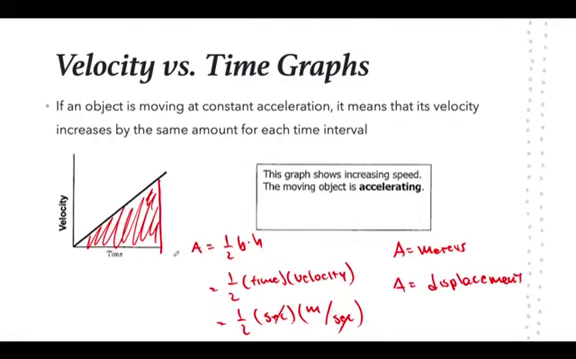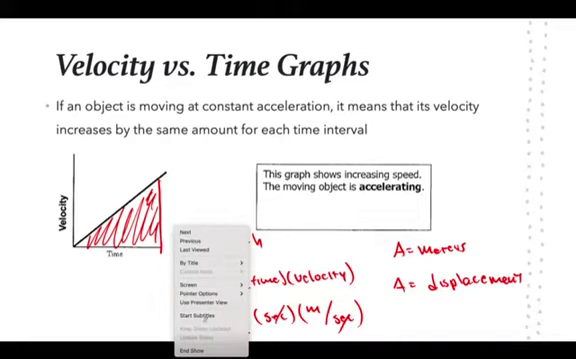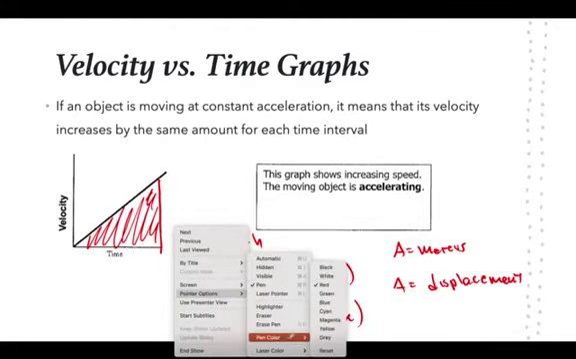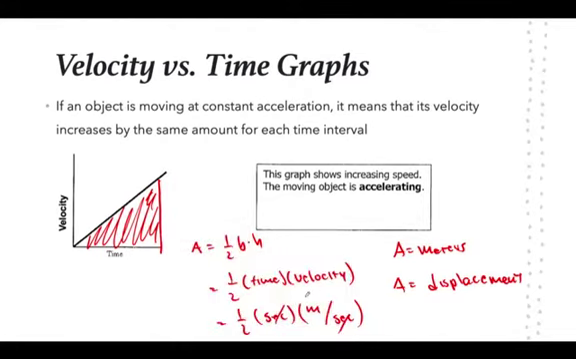So if I try to find the area underneath a velocity versus time graph, this area would give me the displacement of the object from time equals 0 to time equals t, whatever this value of time is right here. Okay, so there is a lot of information that we can find from a velocity versus time graph.